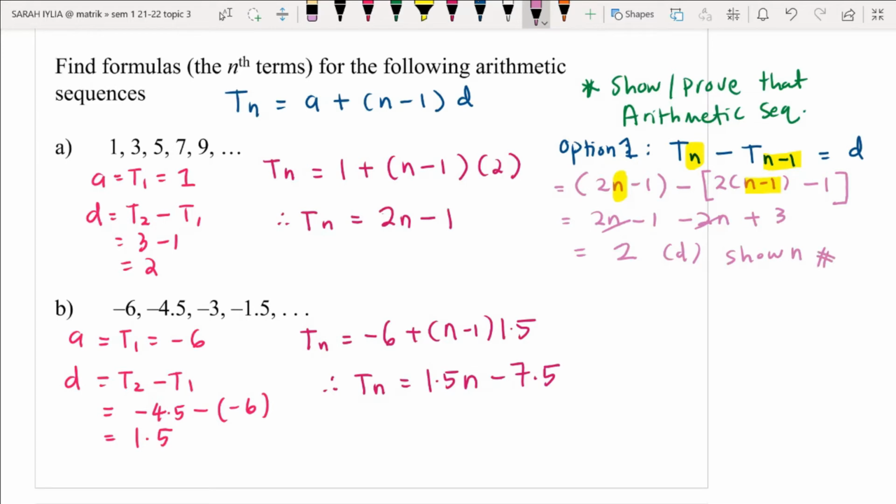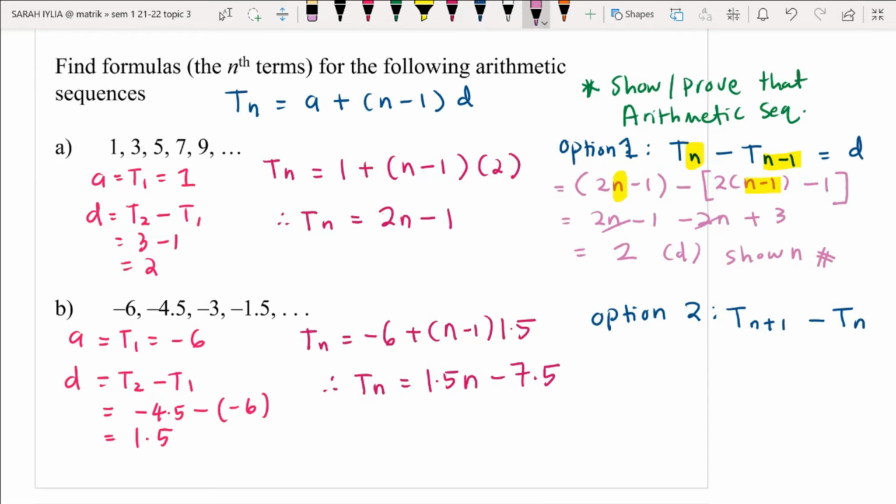Okay. Example b pula, saya nak pakai option number 2. Kita still kena pakai the nth term punya equation. Tapi sekarang saya nak buat konsekutif tu, yang berturutan tu, lain. Tadi Tn minus 1 kan. Saya nak pakai yang positif pula. So kita boleh guna Tn plus 1 minus Tn. Dia still term yang berturutan kat situ.